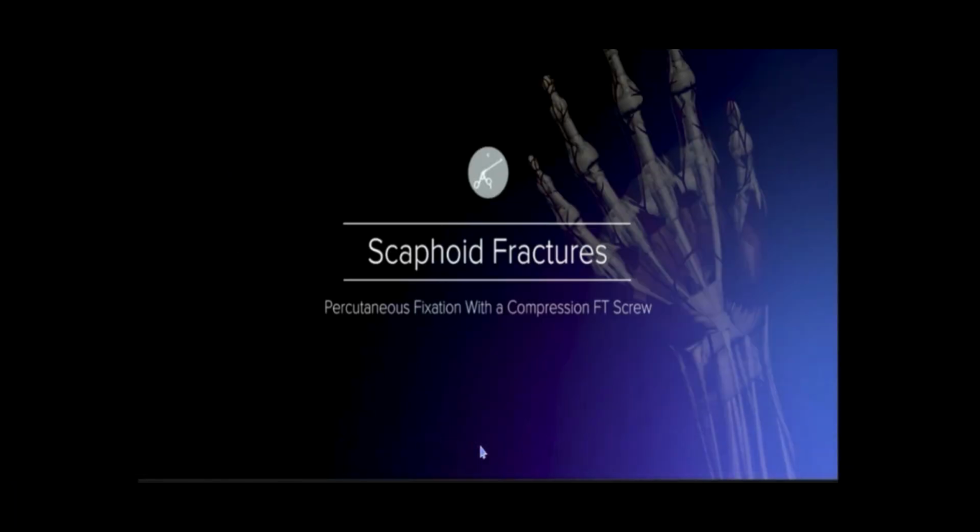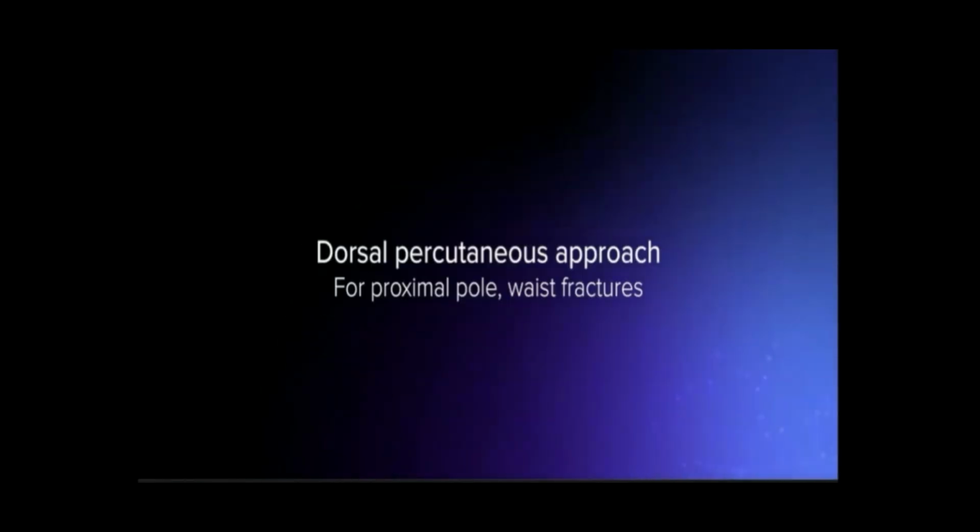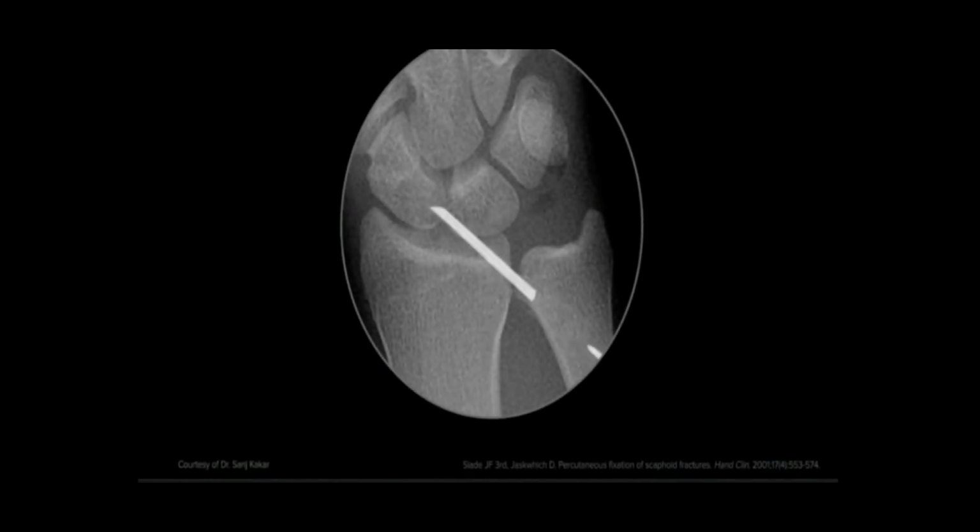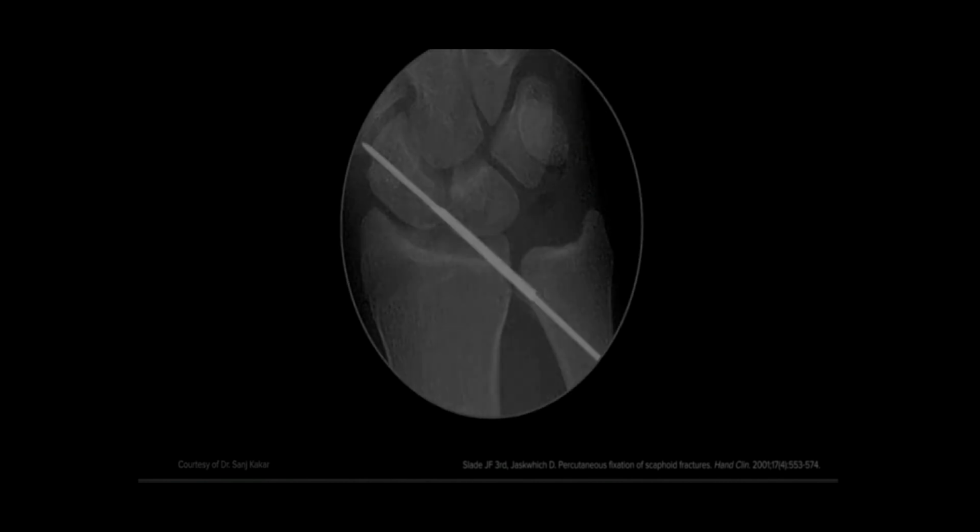For a discussion on the clinical applications in the treatment of scaphoid fractures using percutaneous fixation with a compression FT screw. The dorsal percutaneous approach is best used for proximal pole and waist fractures. Let's take a look at the surgical technique for a dorsal approach. We will similarly cover the technique for a volar approach later.